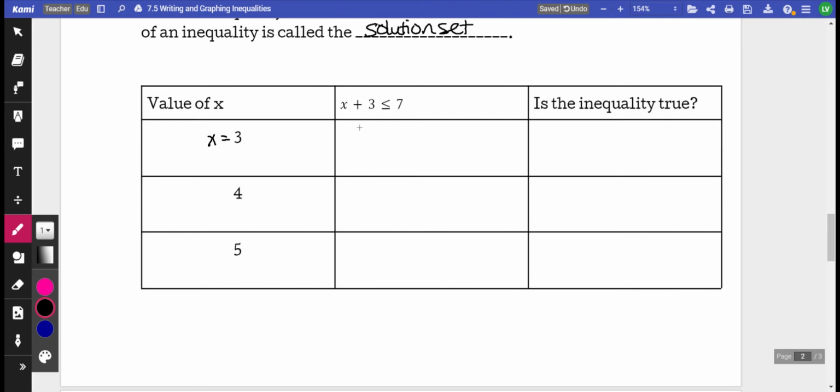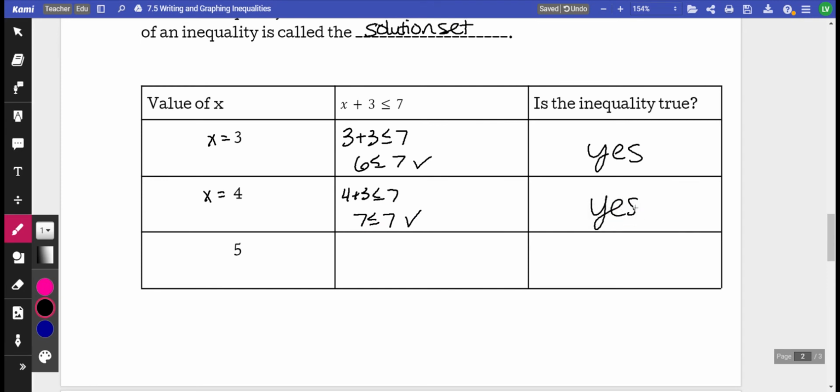So instead of saying x plus 3, I'm going to say 3 plus 3 is less than or equal to 7. 6 is less than or equal to 7. Check. Is this a solution? Yes, it is. Then I'm going to do x equals 4. 4 plus 3 is less than or equal to 7. 7 is less than or equal to 7. Check. So that is true.